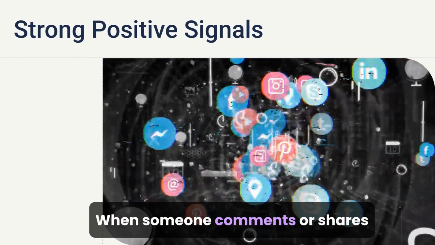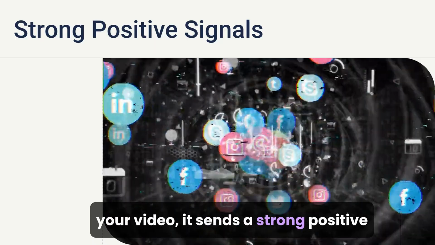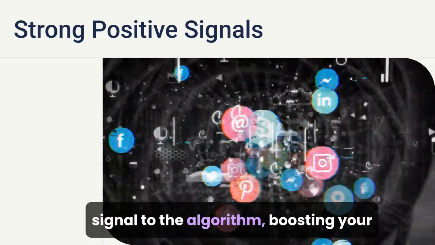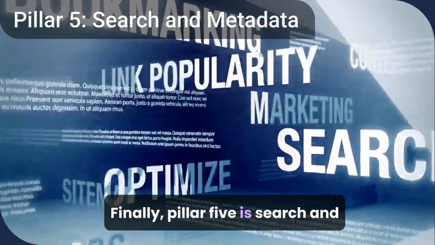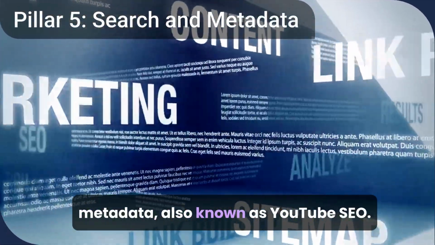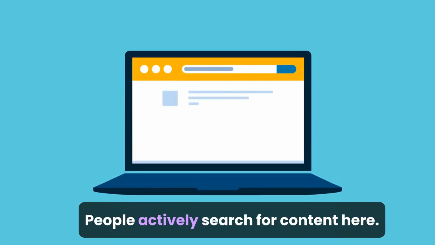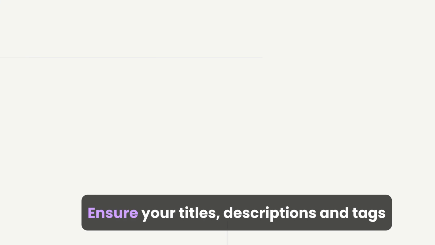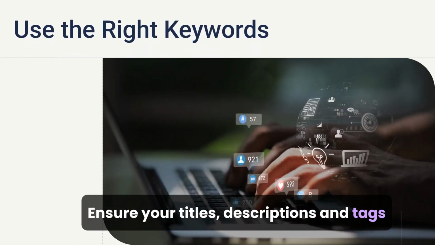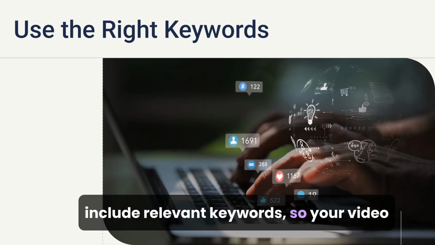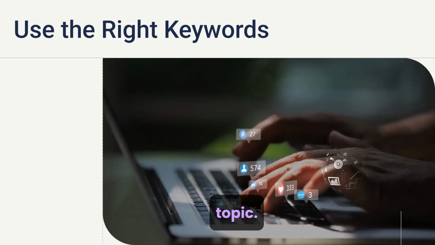When someone comments or shares your video, it sends a strong, positive signal to the algorithm, boosting your video's visibility. Finally, Pillar 5 is search and metadata, also known as YouTube SEO. Remember that YouTube is the second largest search engine globally. People actively search for content here. Ensure your titles, descriptions, and tags include relevant keywords, so your video appears when people search for your topic.